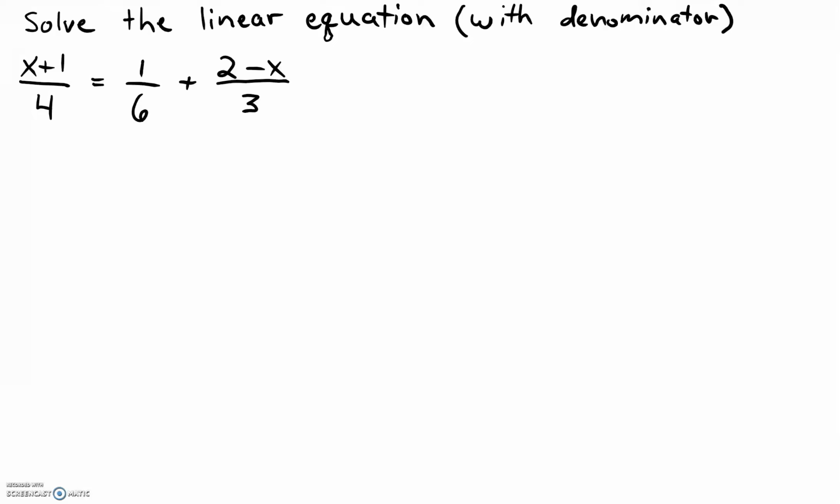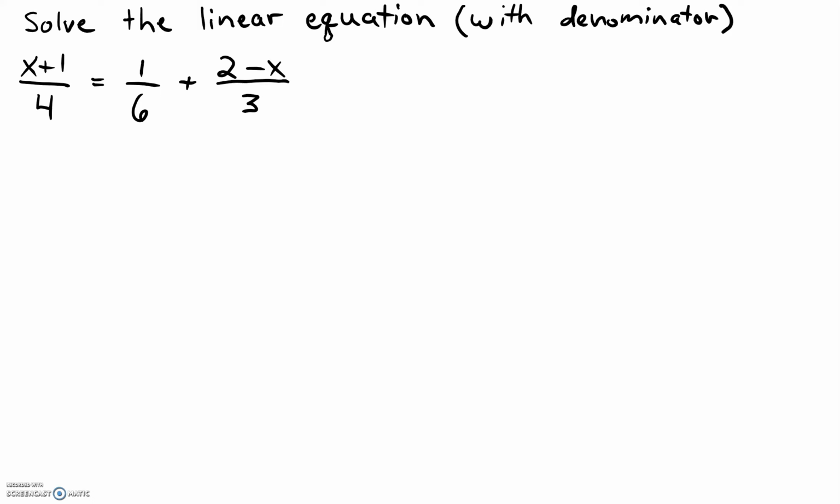In this video, we're going to look at solving linear equations that contain denominators. As you can see from our problem, we have x plus 1 divided by 4 equals 1 over 6 plus 2 minus x all divided by 3. We have three different denominators, a denominator for each term. We have a 4, a 6, and a 3.